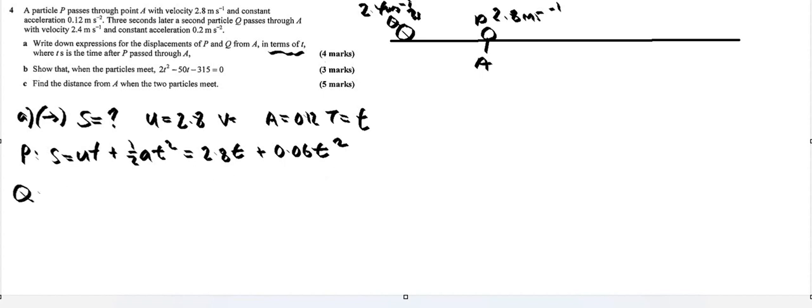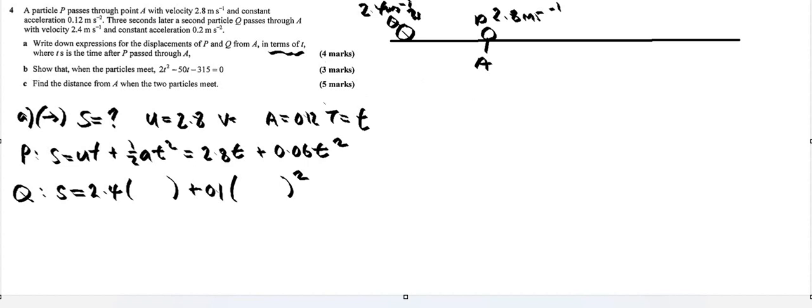Okay, Q, we're going to use the same equation. So s is going to be equal to 2.4, which is our u, the initial speed, times our time, plus a half times our acceleration, which is 0.12. That's 0.06 times t squared.